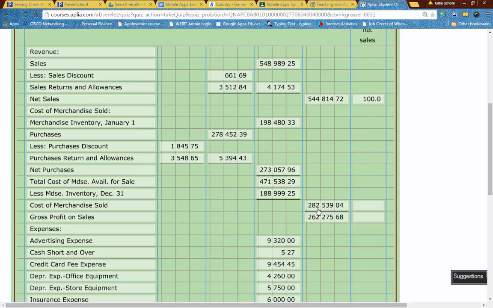Now, using my calculator, eyes up here so I know everyone can see this, I take this number, cost of merchandise sold, and divide by this number. That's going to give you your component percentage, and you need one decimal place. And that number is going to go there. Did anyone calculate that one? 51.9. What does that tell us? What is 51.9%? For every dollar I sold, 51.9 cents is the cost of the product.